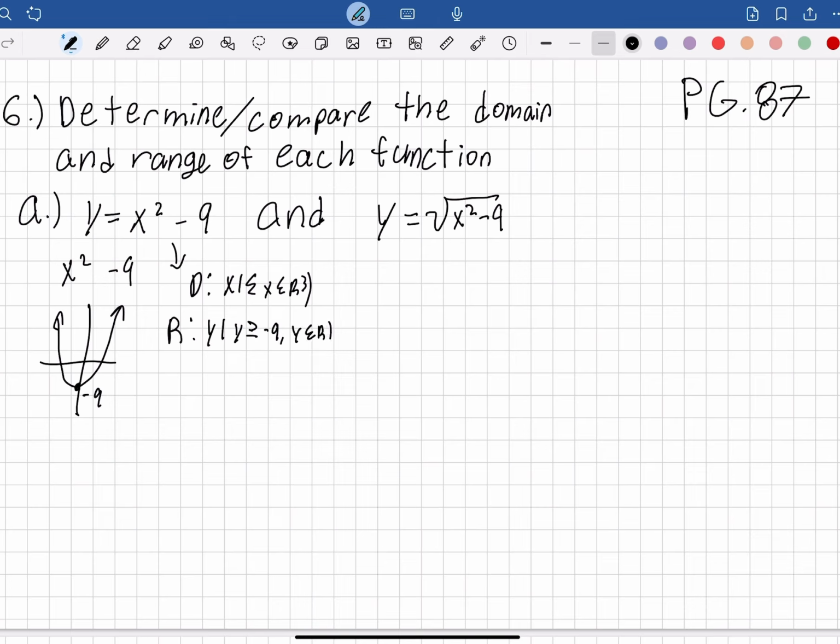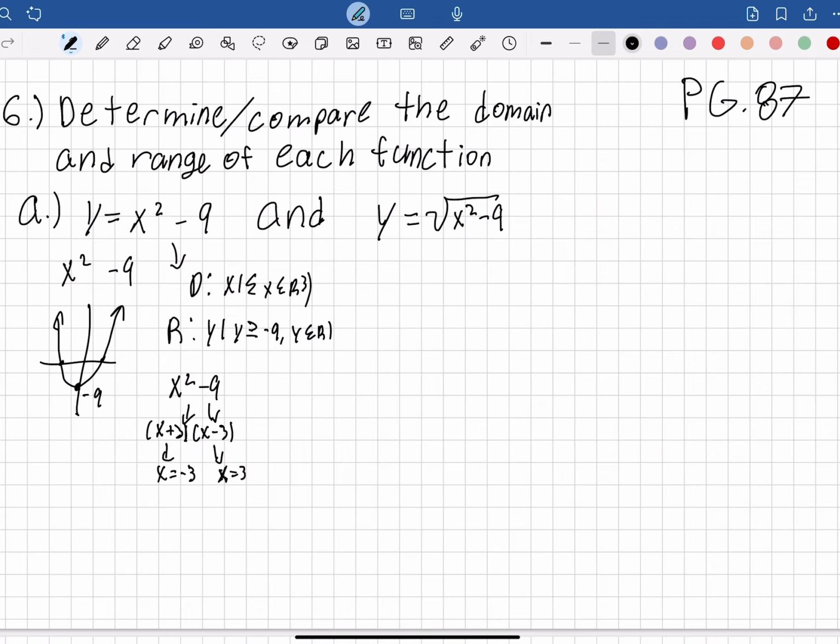Okay, so now we're going to take a look at our radical function. With our radical function, things are a little bit different because we only care where our original function is above 0. So the first thing to do is to find the zeros of this function, which is just factoring into x plus 3 and x minus 3. So in other words, x equals negative 3 and x equals 3.